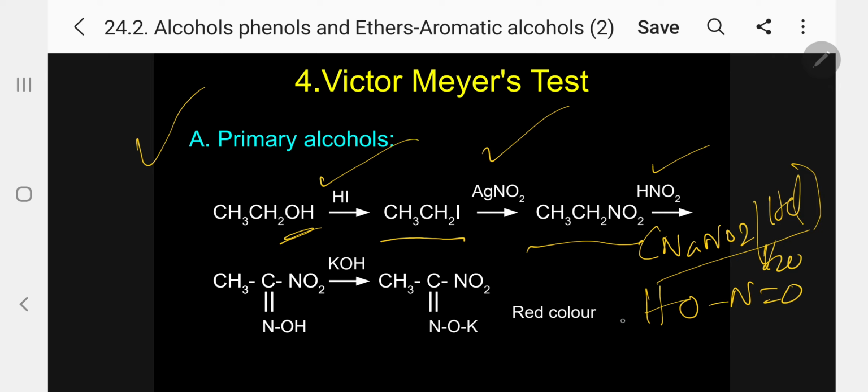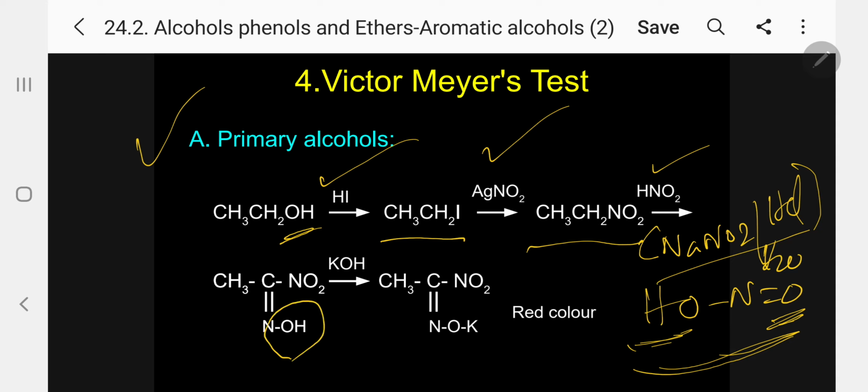In the case of nitrous acid, there are two ways the reaction takes place. In one case OH will react, in the other case O will react. Suppose it is a primary alcohol, there is a CH2 group. When there is a CH2 group, it will automatically take this O, converted into water, leaving NOH. Please follow.